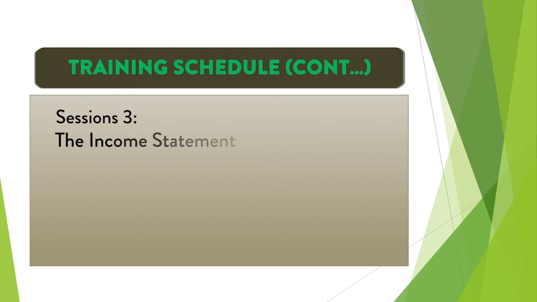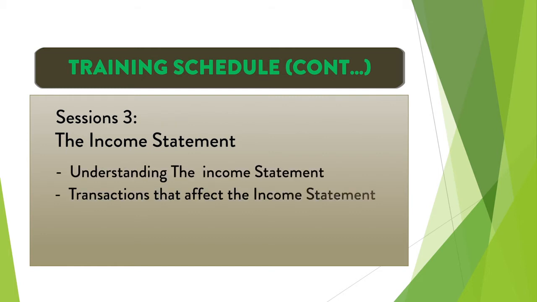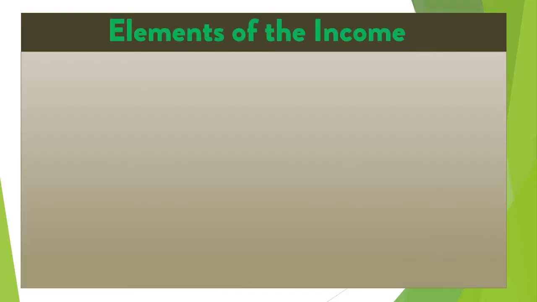Section 3, we are going to look at the income statement, which is still a category or type of financial statement. For the income statement, we need to understand what it is, the transactions that affect the income statement, and the income illustration. We are going to look at that. We shall look at the elements of the income statement. The topmost part of the income statement comprises revenues and expenditure, rather, the revenues.